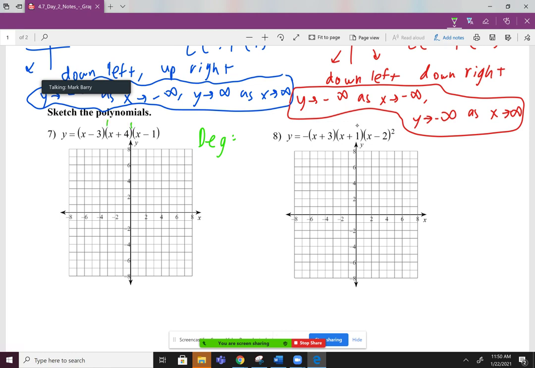So this one's in factored form already. So the degree would be 3 because we're adding up the exponents there, right? 1, 2, 3. The leading coefficient would be positive. It's positive 1. So this is an odd positive. So just like we did before, when it's odd positive, we're going to draw the arrow down to the left and up to the right, okay?